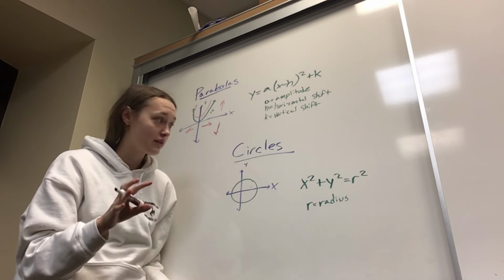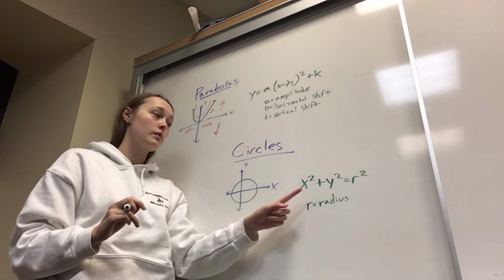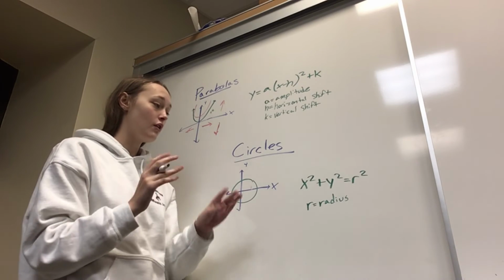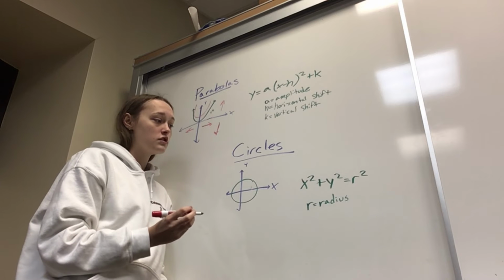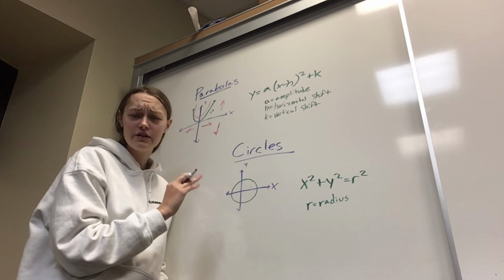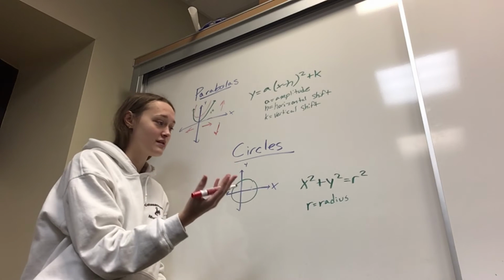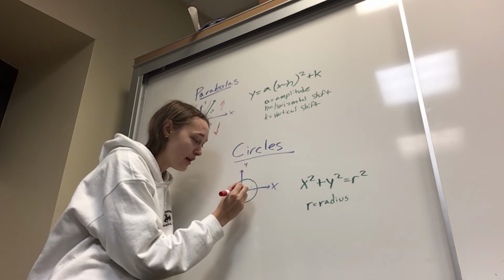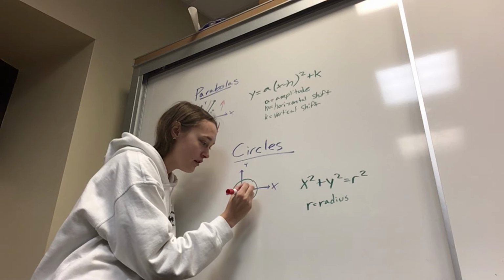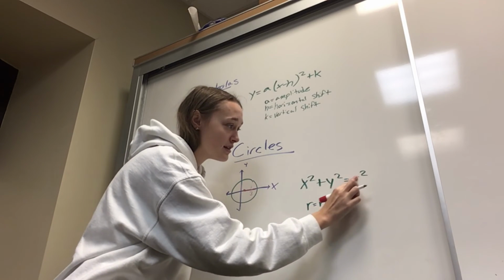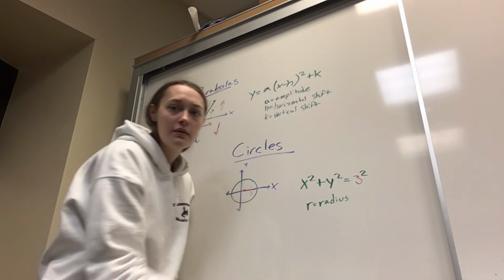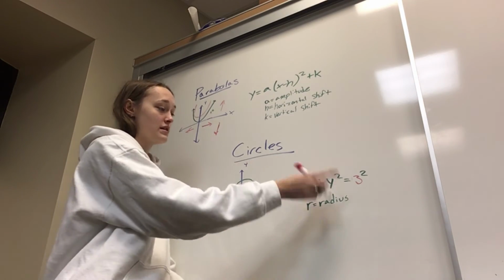Circles are a whole different thing. The equation is x squared plus y squared equals r squared, and r is the radius of the circle. There's no good way to explain this, really. This equation will make a circle, and say the center of the circle is here, and the radius was 3, that would make this 3. You know what I mean? The radius of the circle is r.